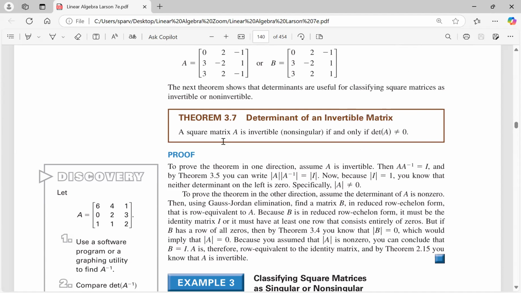Suppose you have a matrix A that is invertible. Remember, invertible means its inverse exists, which means non-singular. It says A is invertible if and only if its determinant is not 0. So that's the takeaway from the determinant.